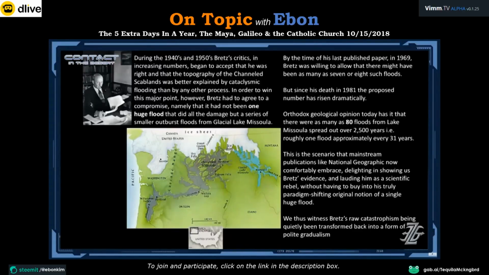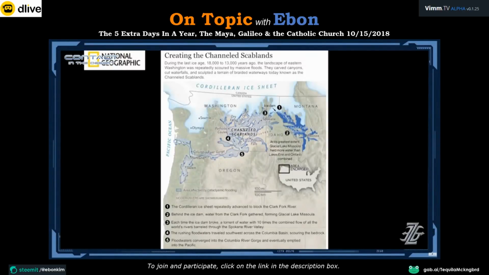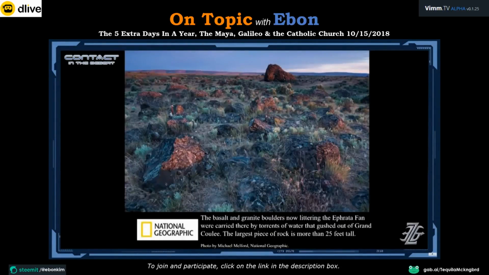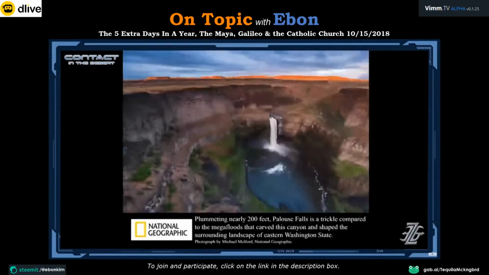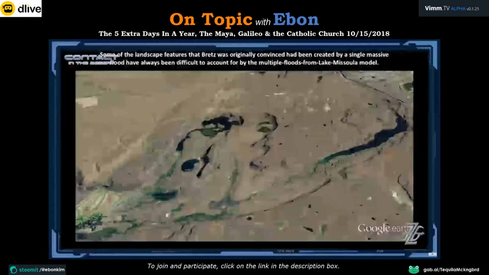And National Geographic and other publications are willing to go into this. They publish maps showing glacial Lake Missoula and the channeled scablands. And they show some of the damage that Bretz was citing as evidence, and they say it can all now be explained by glacial Lake Missoula. This is an underfit waterfall in the Palouse Falls. You can see how huge it was during the Ice Age.